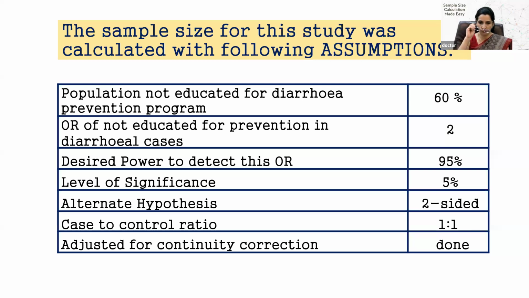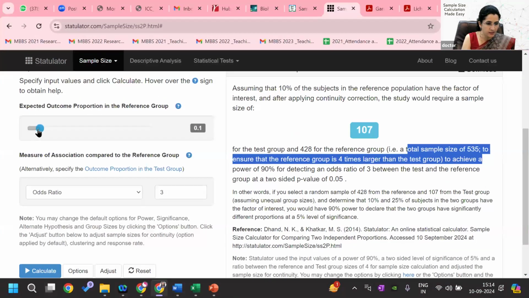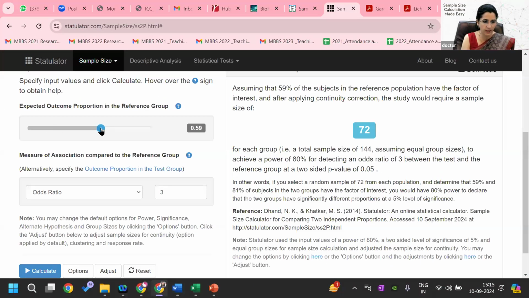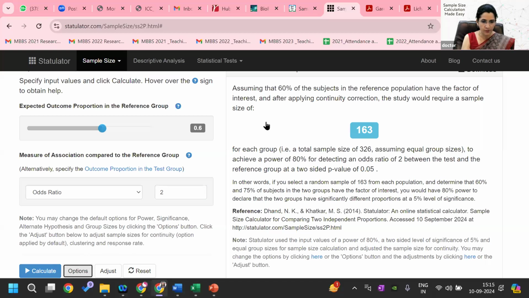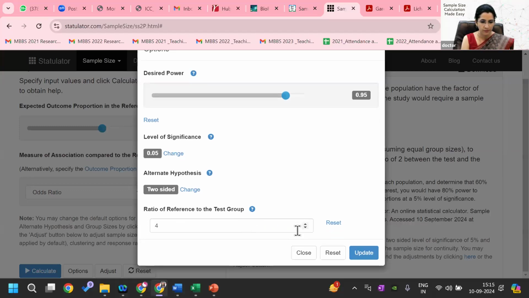So if I go and calculate this using Statulator, you can see it is the 60%. So I've dragged it to 60, like 0.6, and odds ratio is 2. So I made it 2, and the option is you have to increase it to 95%. So I've increased it to 95%, and since it's a ratio, I don't have to take 1:4. So I kept it like 1:1 and update.